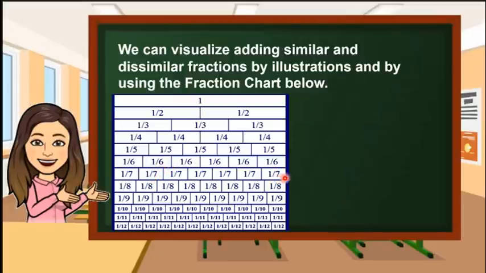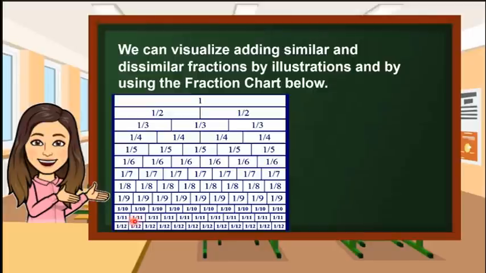Next, the whole is divided into 7 parts. So each part has 1/7. Next, the whole is divided by 8. So each part has 1/8. Then the next one, the whole is divided into 9. So we have here 1/9 each. Then the whole is divided also into 10. So we have here 1/10 each.